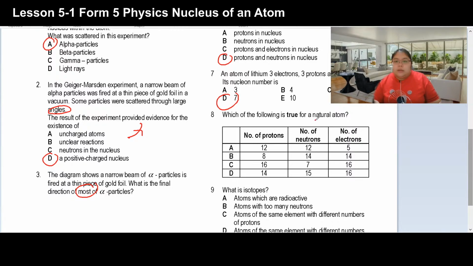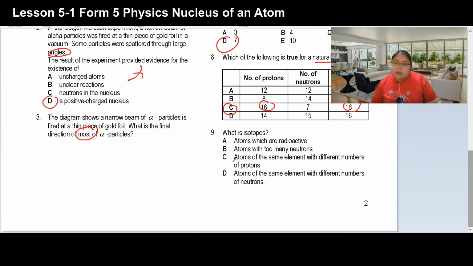Okay, neutral atom. Neutral atom means the proton number and the electron number must be the same. This one we call a neutral atom. Okay, we go and find it. This one has 16 proton number. This one is electron, also 16. So this one becomes neutral. Okay, the answer is C.